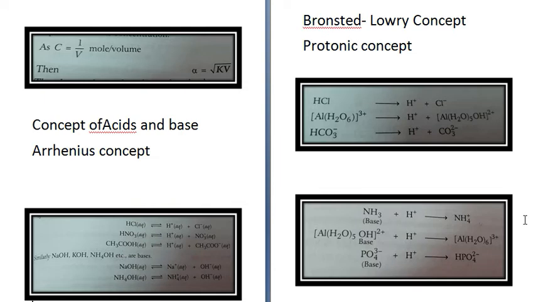So this is the Bronsted-Lowry concept, which says if any substance, cation or anion, can accept a proton, it is a base. If it can donate a proton, it is an acid.